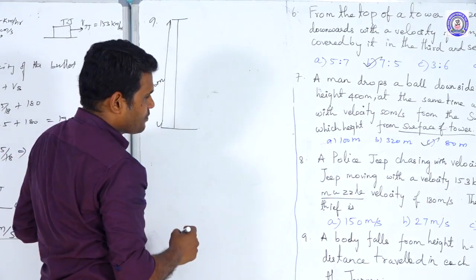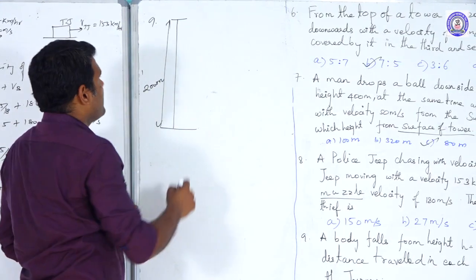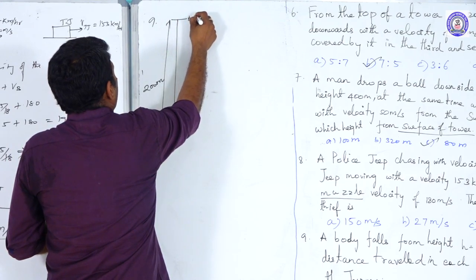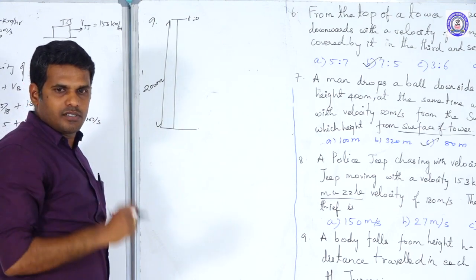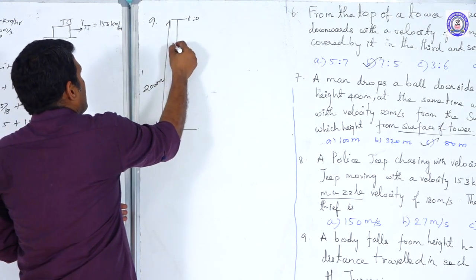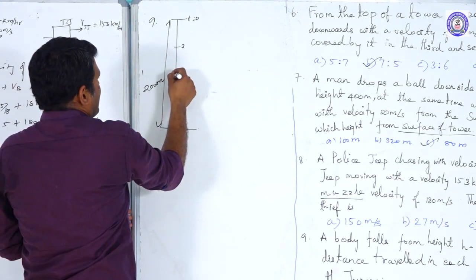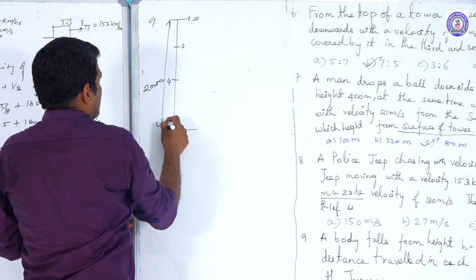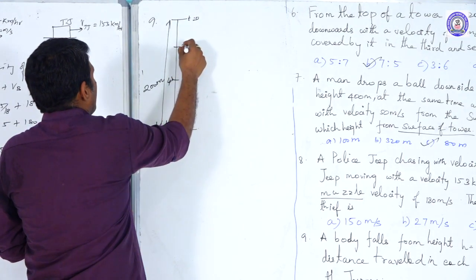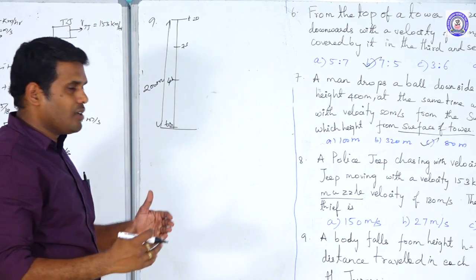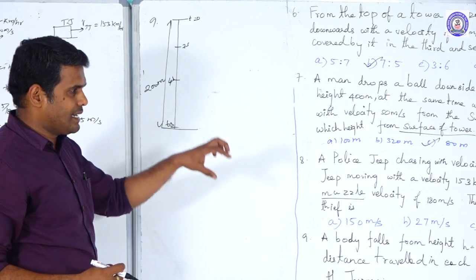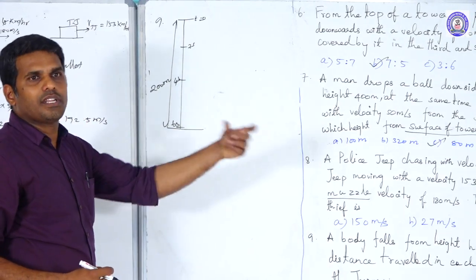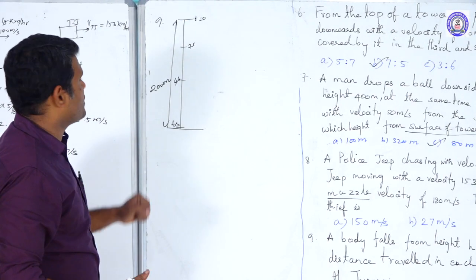So if an object is dropped from a certain height, let us say 200 meter, height h is 200 meter, the initial time at which the object is dropped is t equals 0. Then at the 2nd second, then at the 4th second, then at the 6th second. They are asking you to calculate the ratio of the distances traveled in each 2 seconds during t equals 0 to t equals 6 seconds of this journey.